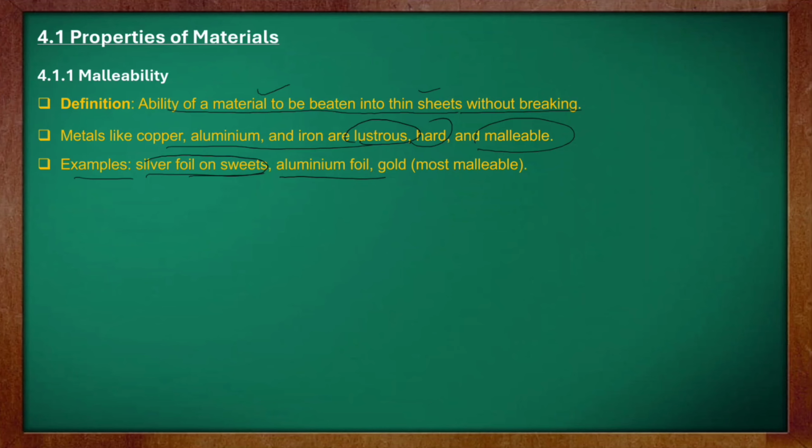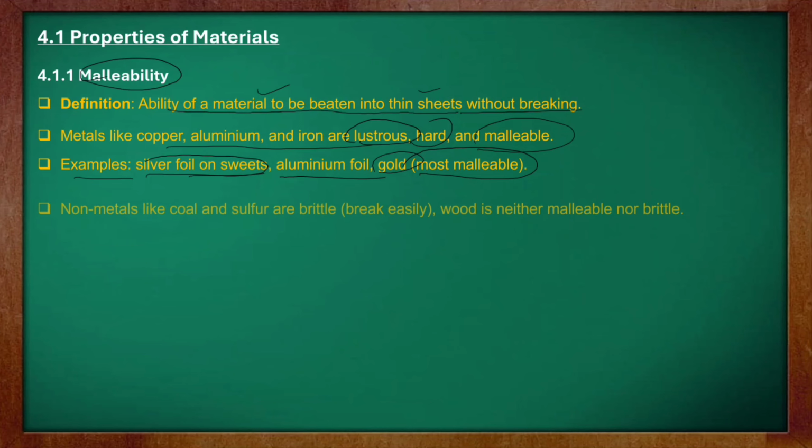Not only beaten, it was made into that thin sheet through machine only. I don't think that aluminum foil is also made by hammering it. It is not like that. It is made through machines. So it is possible to make into that thin sheet because it is malleable. And gold is especially the most malleable. Gold is one of the most malleable metals that we can find in nature.